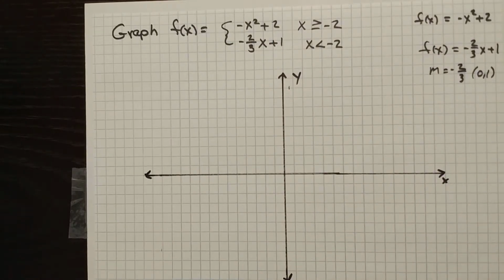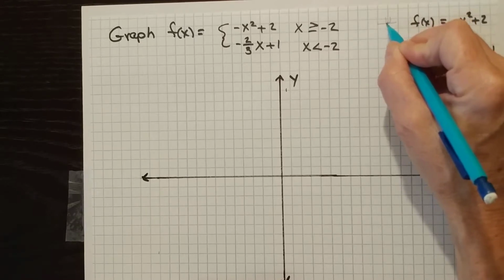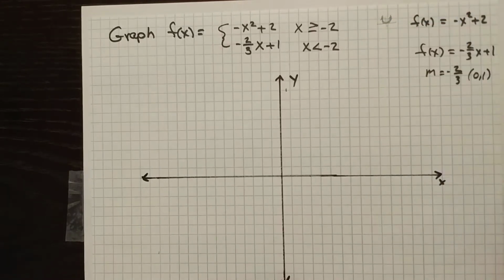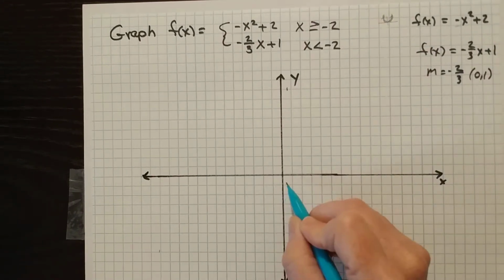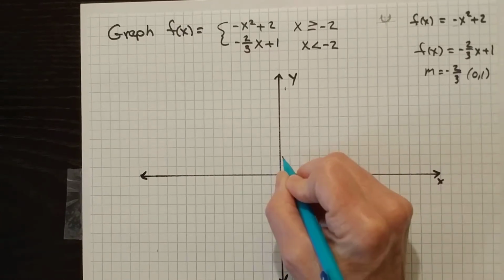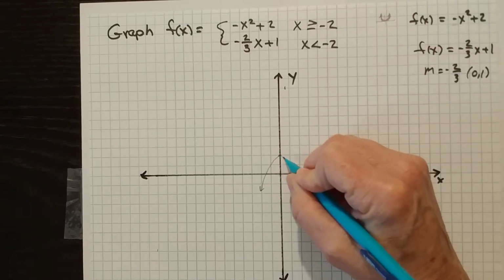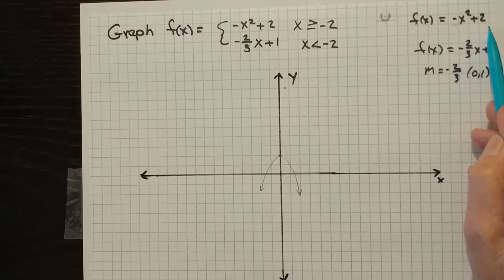Negative x squared plus 2 starts from x squared. If we consider that, it's going to be this, right? This is basically x squared. But it's going to be reflected across the x-axis, and then shifted up 2. So this is the vertex, and it's going to be a graph that kind of looks like this. That is what negative x squared plus 2 looks like.